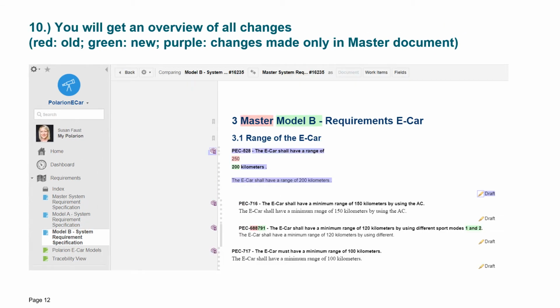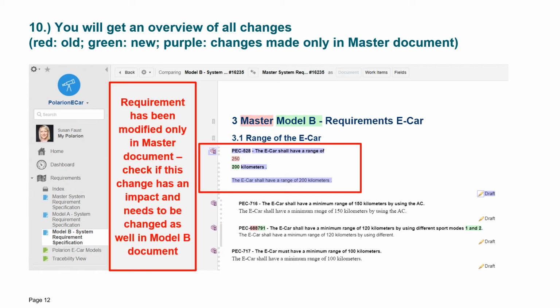After this, you will get an overview of all changes which have been made in your Model B document. In red, all the old information. In green, all the new information. And in purple, you will get an overview of all changes which have been made in the master document. This is to check if these changes have an impact on your Model B document and need to be changed in your Model B document as well.